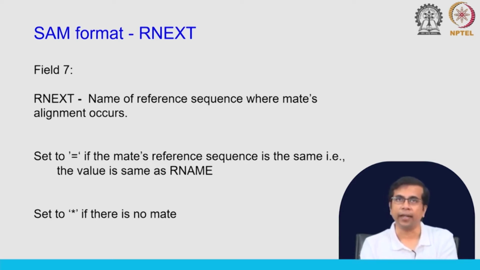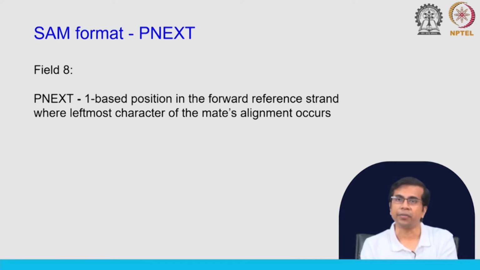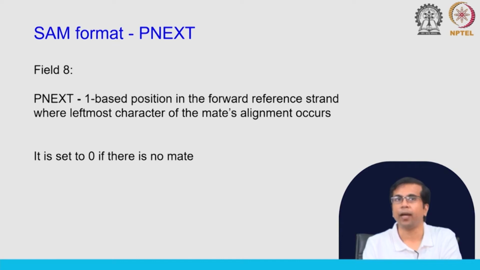The next field is field 8, which gives you PNEXT. This is the POS equivalent for the mate. It gives you the position of the mate's alignment in the reference, again based on the one-based positioning system that we just described. It again describes the leftmost character's location in the mate's alignment. So, as you can see, this is consistent for POS as well as for PNEXT. It is set to 0 if there is no mate in the data.